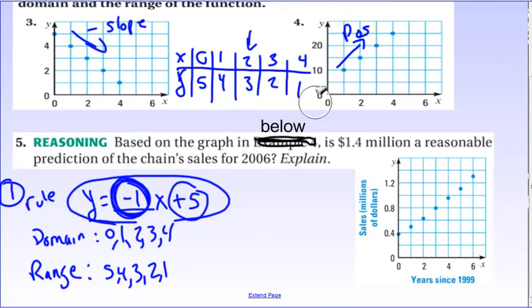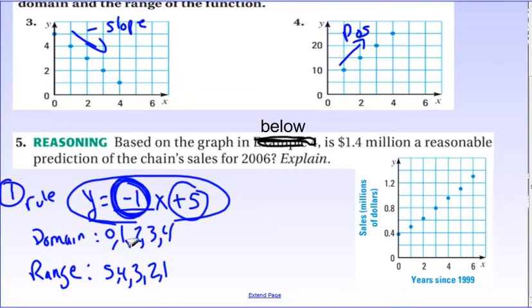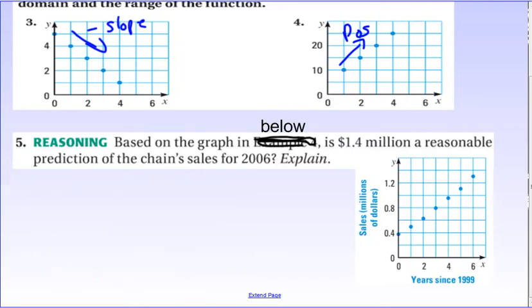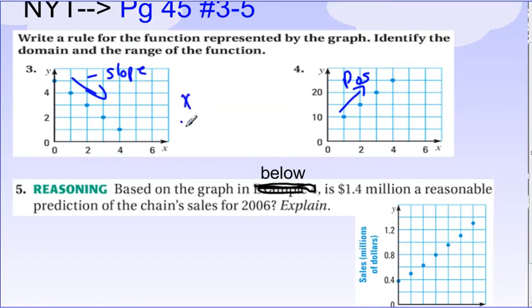I'm erasing it. Got to do number 3. Got to do number 4. All right, so first off, we're going to make an XY table. This is number 4 now, so XY.